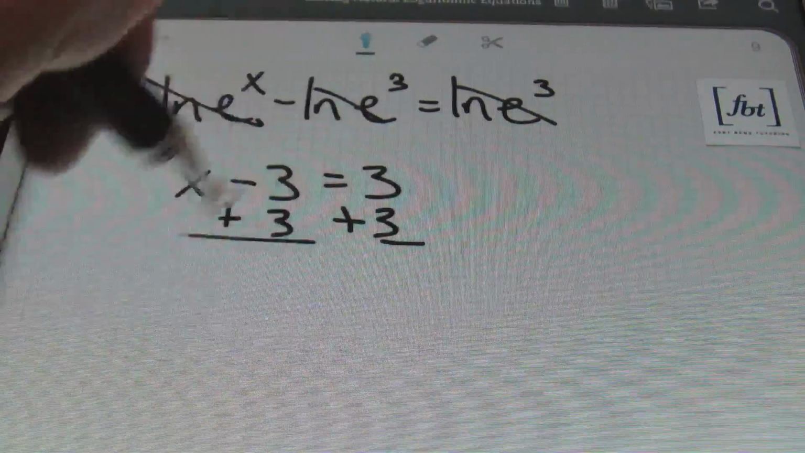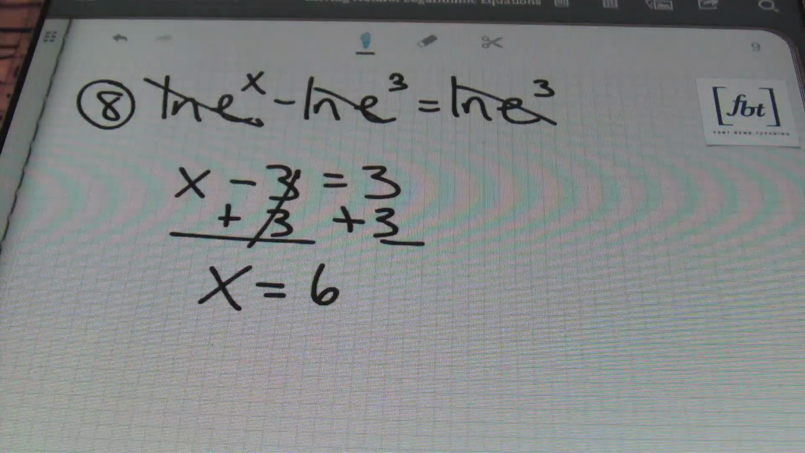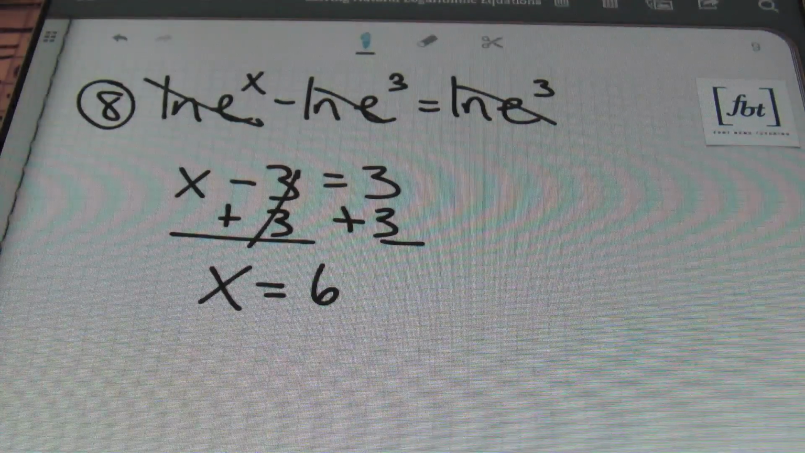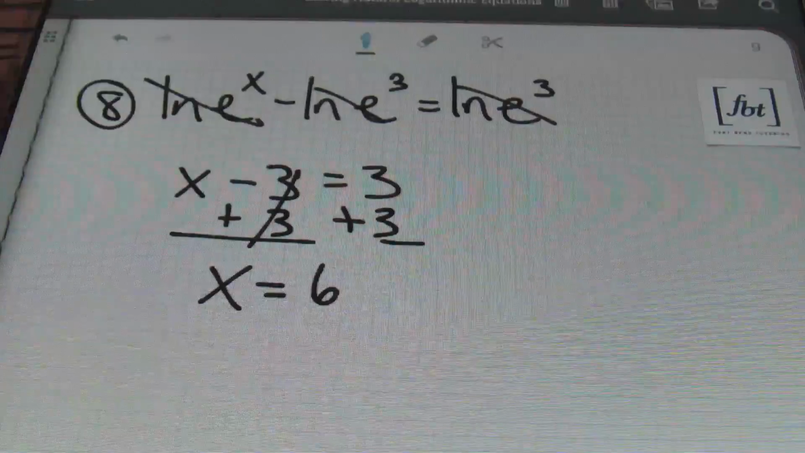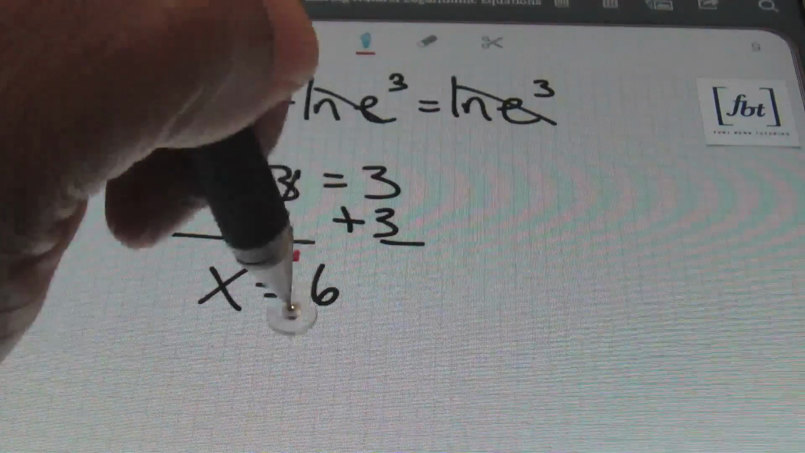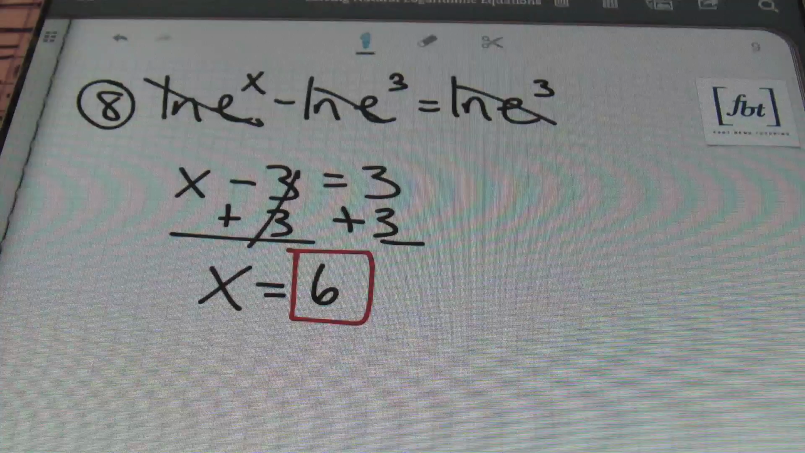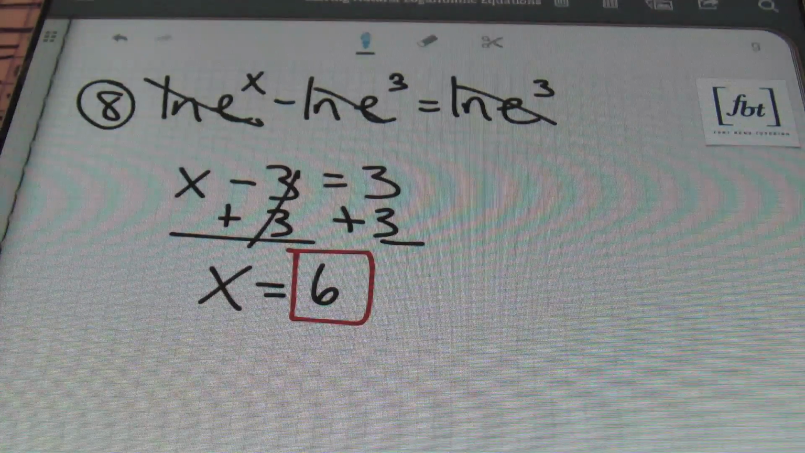Once again, we don't have to worry about our solution here violating the domain because the exponential function e to the x has an infinite domain. So that means that 6 is just fine, ladies and gentlemen. It's not violating anything. That's going to be our answer. All right, x equals 6. That's problem number 8, and that also completes our video today for solving natural logarithmic equations.